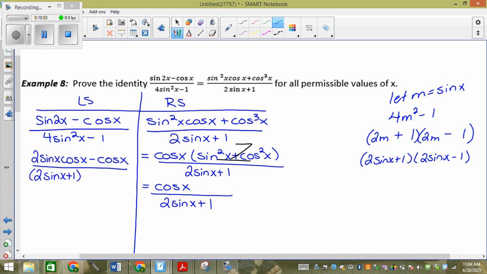Now we're starting to see some things here. I see that the 2 sine x plus 1's match in the denominator. Do you see that? So I know that the 2 sine x minus 1 needs to get out of my life. Is there anything I could do to the top? Take out a cosine. And then we're left with 2 sine x minus 1.